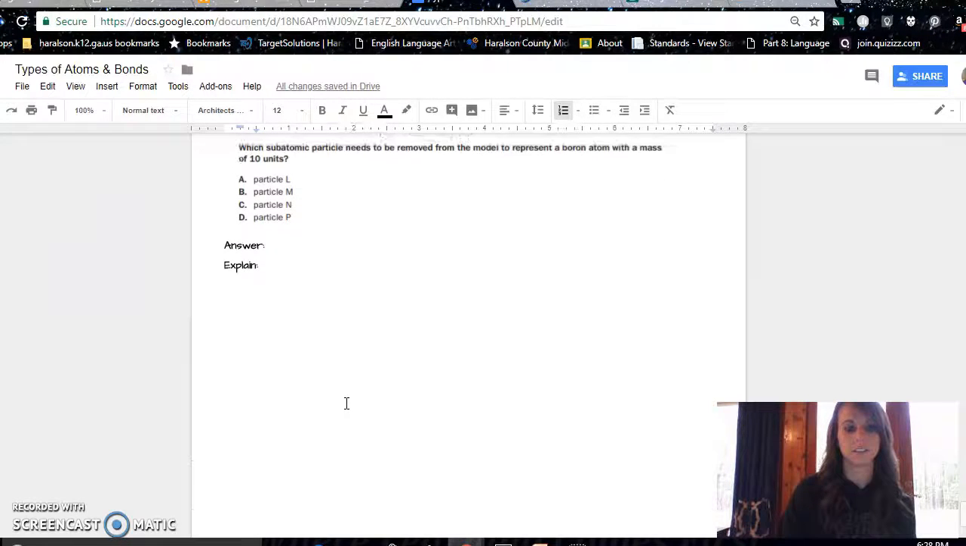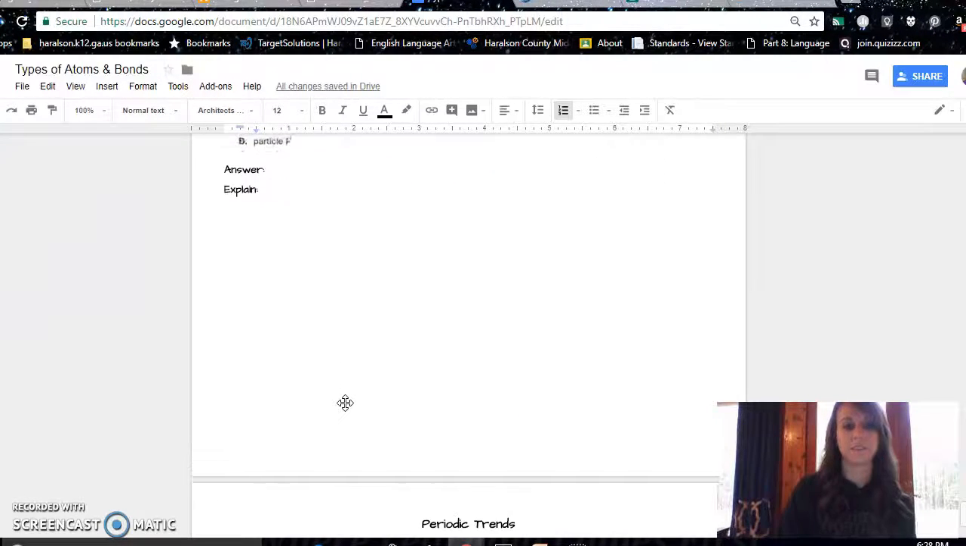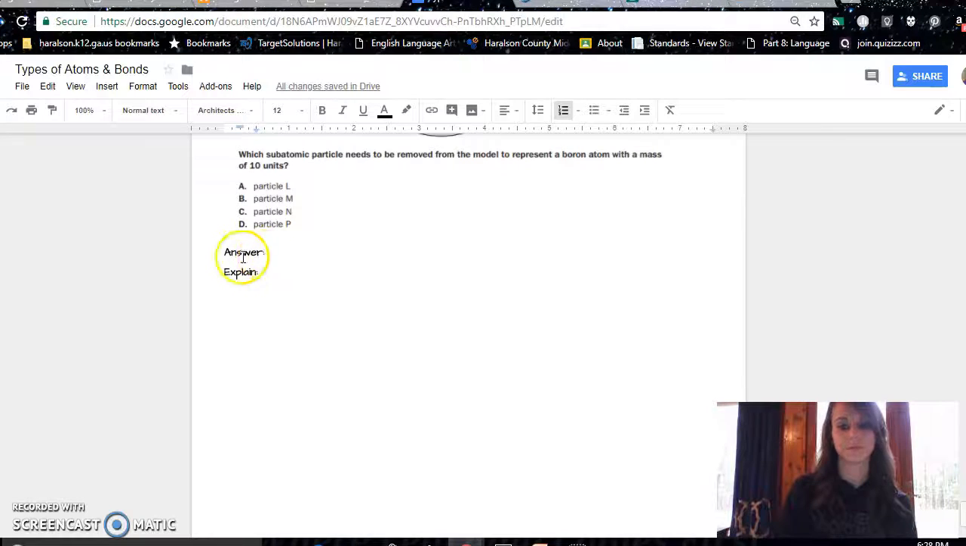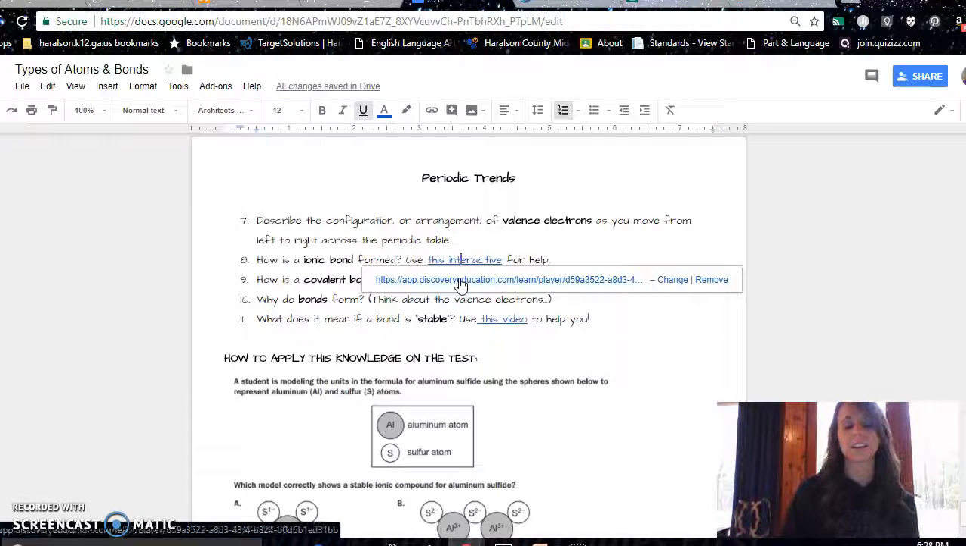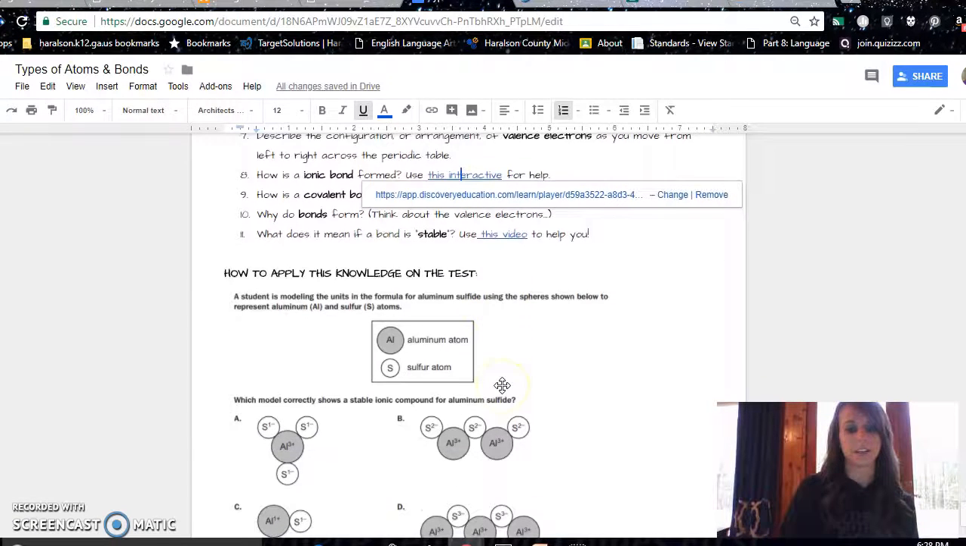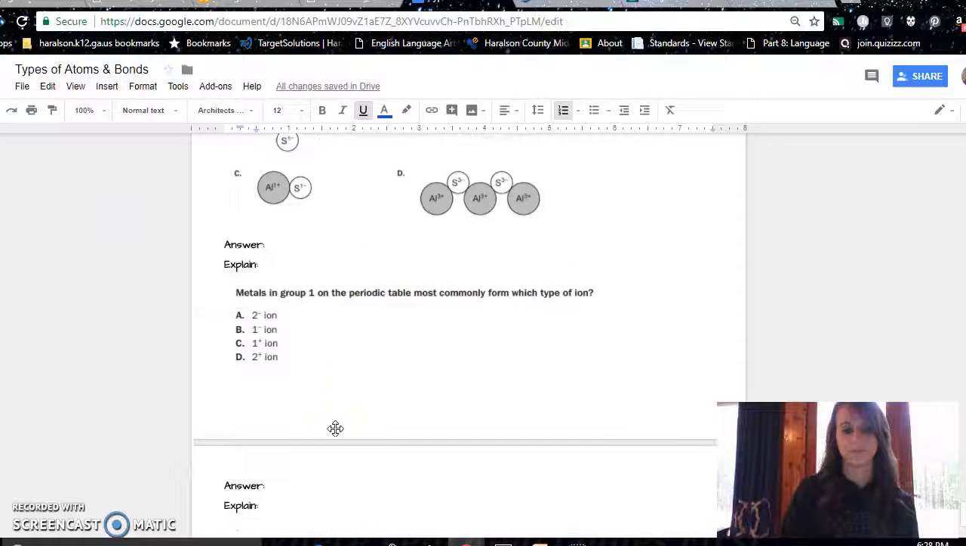Alright. And then put your answer here. And then explain how you knew that there. How did you know it was this one? Same thing for periodic trends, not twins. Anything that is highlighted and underlined in blue is an app or a link to an app that will help you answer that question in case you don't remember. Same thing again with the test question right here.